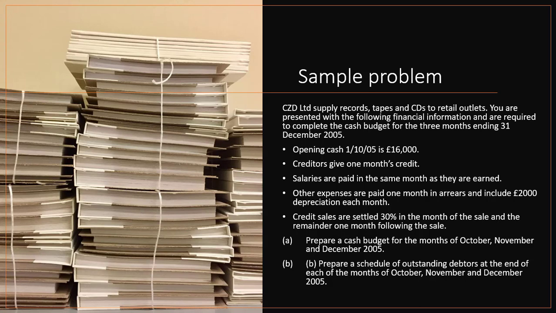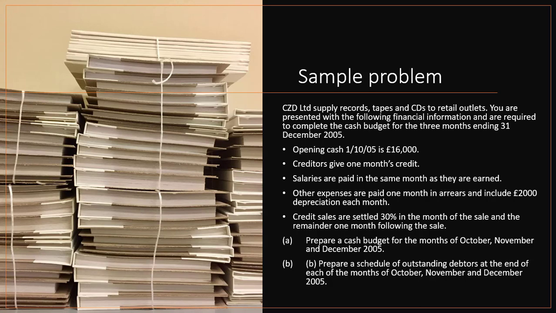Salaries are paid in the same month as they are earned, while other expenses are paid 1 month in arrears and include 2,000 pounds depreciation each month. Credit sales are settled 30% in the month of sale and the remainder 1 month following the sale.